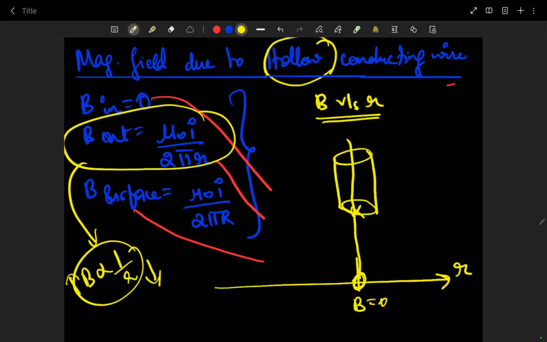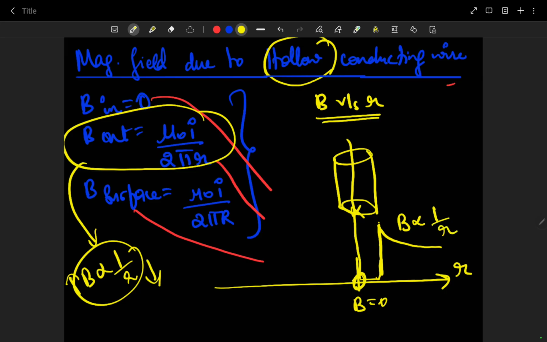So we will also go in the same way. We will have to go till the outside, which will start from here, right? So this is outside, and then at outside from here this graph will start, it will decrease. So this is what B inversely proportional to R means, right?